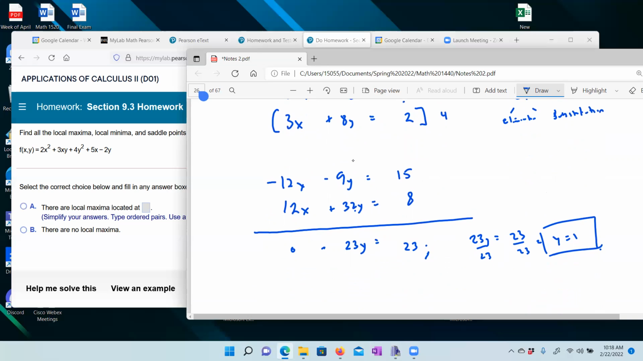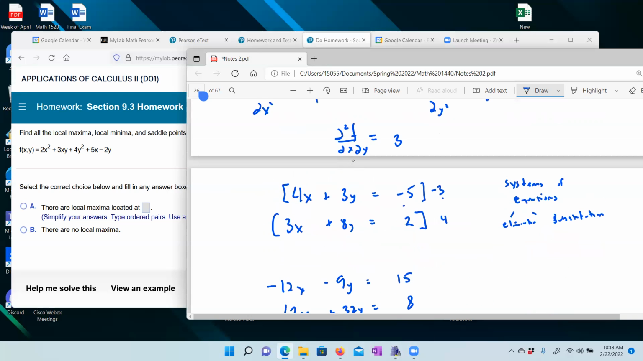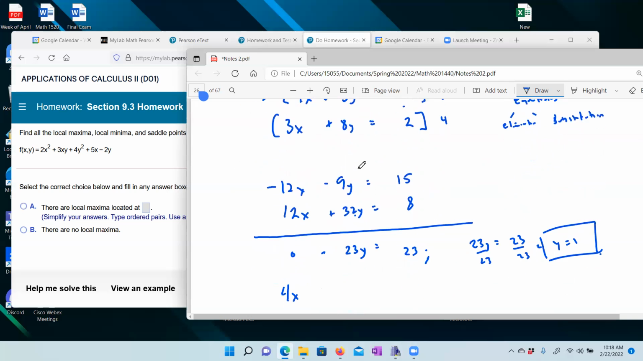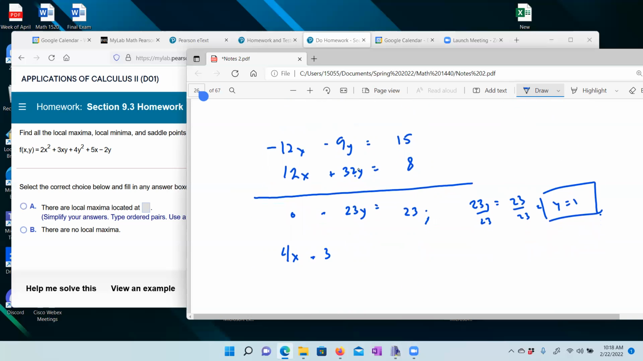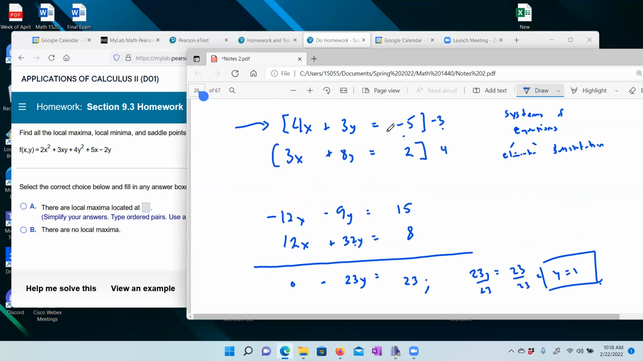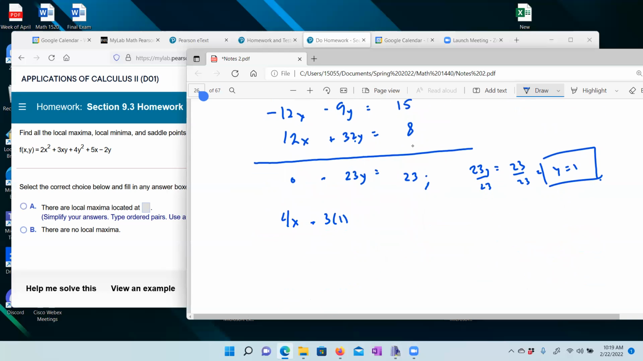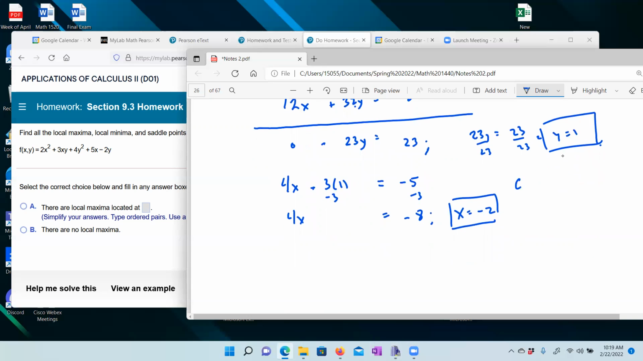So we could say this is 4x. Okay, I'm just picking this first equation right here. Plus 3 times 1 is equal to minus 5. Okay, so we have 4x plus 3. So what I'm going to do is subtract 3 from both sides, and we get 4x equals minus 8. X is equal to minus 2. Okay, so my critical point is negative 2, 1.